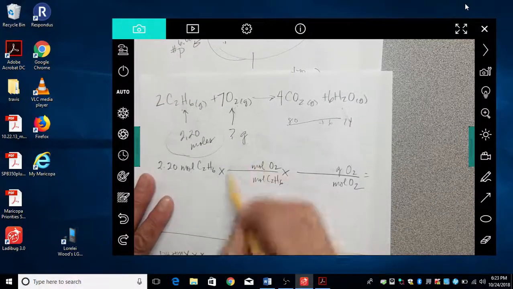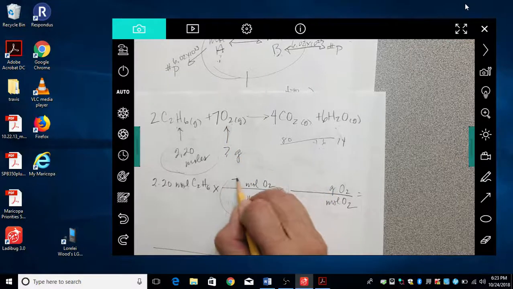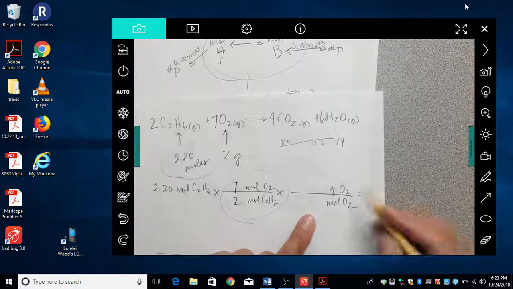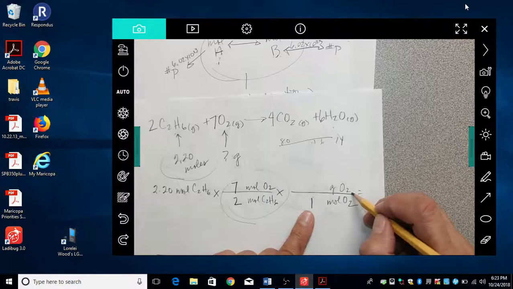Now, this ratio comes from our balanced equation. O2, coefficient happens to be 7. C2H6, coefficient is 2. Moles of anything to grams, moles always has a coefficient of 1. This is tricky. A lot of students want to put 16, but you got to remember that's a 2, so that's 32 grams.